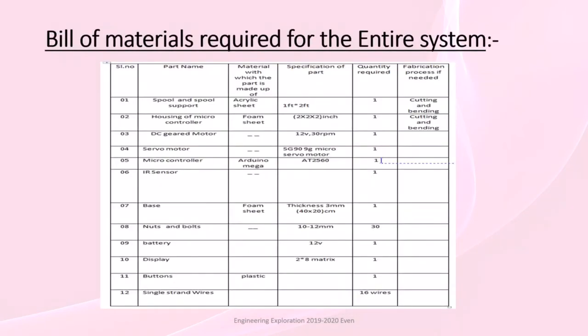Bill of materials required for the entire system. Spool and spool support, made up of acrylic sheet. Housing of the microcontroller, made up of foam sheet. One DC motor, one servo motor, microcontroller, that is Arduino Mega, one IR sensor, base, which is made up of foam sheet. Nuts and bolts, one battery, one display, buttons, single strand wires.